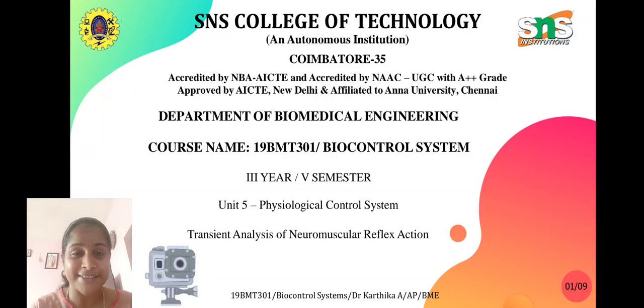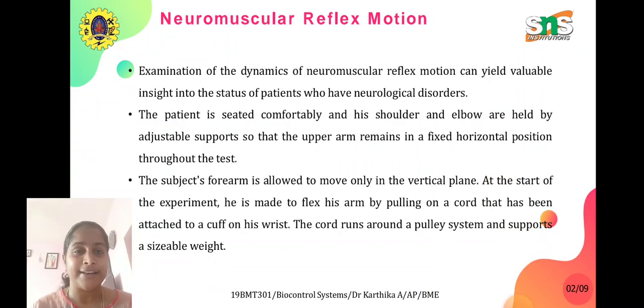And in this December month lecture series, we are going to discuss the transient analysis of neuromuscular reflex action under physiological control systems. Examination of the dynamics of neuromuscular reflex motion can yield valuable insight into the status of patients who have neurological disorders.